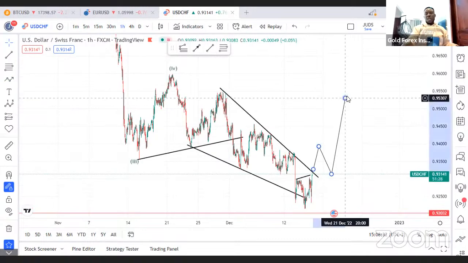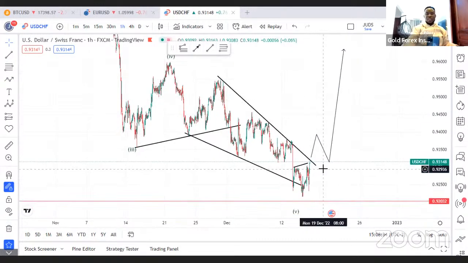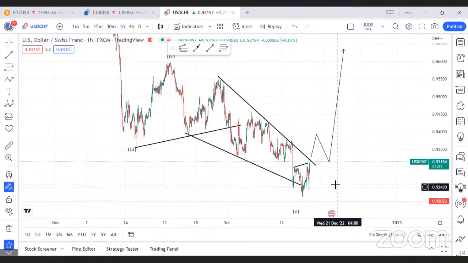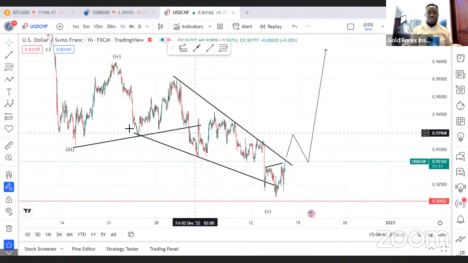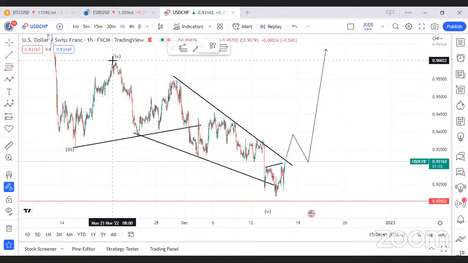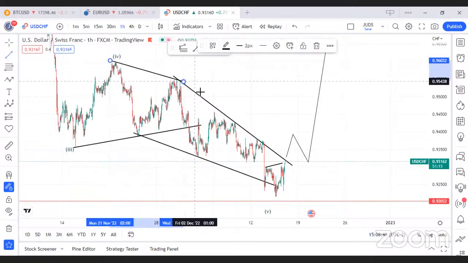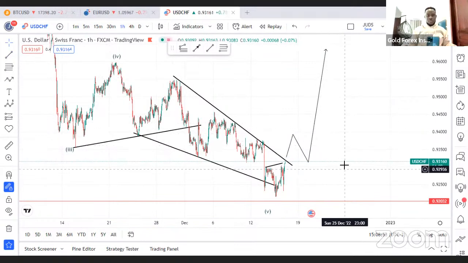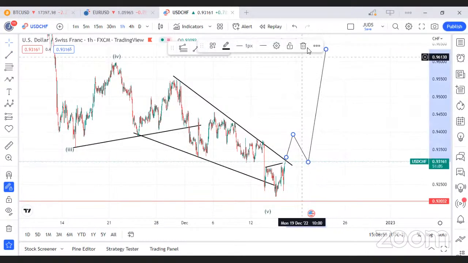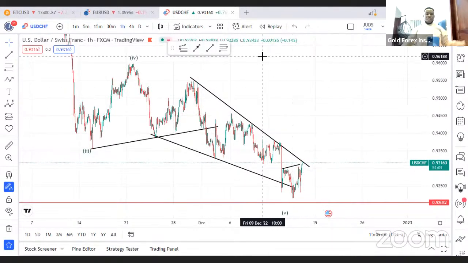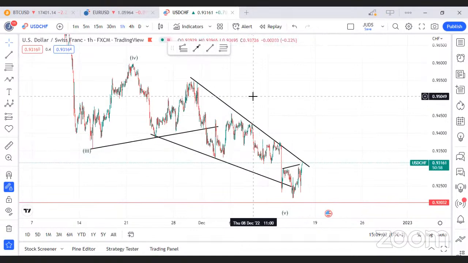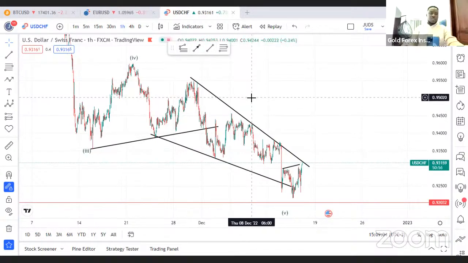Good. So that means the impulse that is breaking the diagonal will form the impulsive leg. Yes, exactly. I think that's one typical characteristic of impulses. They break structures. So once it breaks, you look for a flag, like all the corrections. Then you enter.